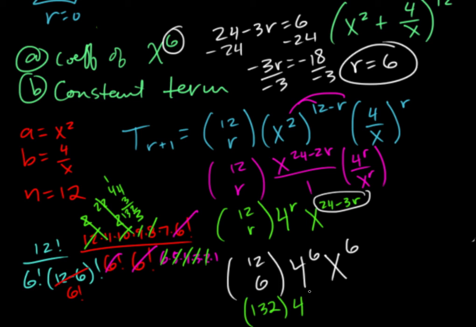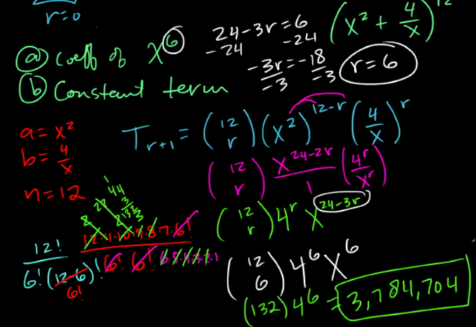And then if we multiply that by 4 to the 6 in a calculator, we get 3,784,704. So that would be the coefficient in front of x to the 6. Now, they ask us for the constant term, so we're going to approach it the same way. We're going to look at this, but on the constant term, the exponent is 0. So we say 24 minus 3r is equal to 0. I'll add 3r onto that side, divide by 3, and so r is equal to 8.